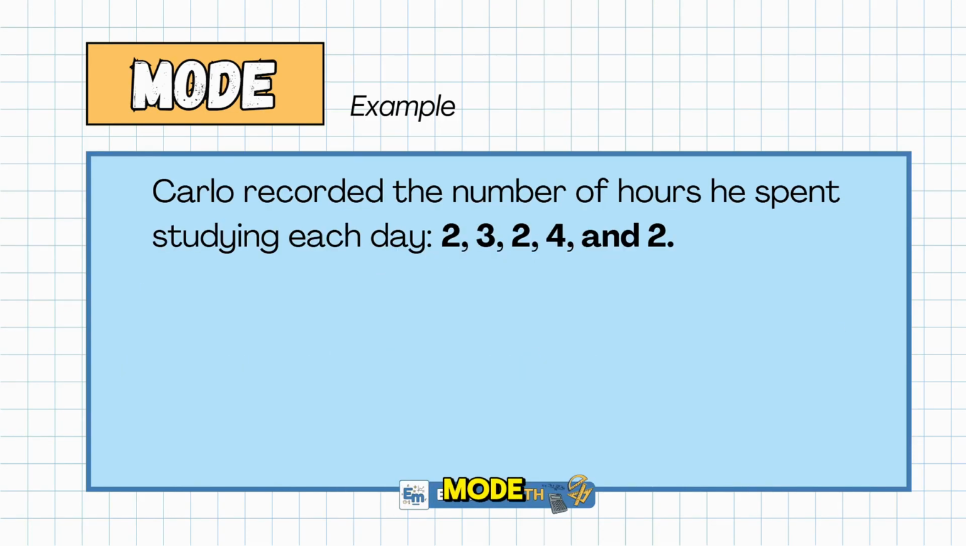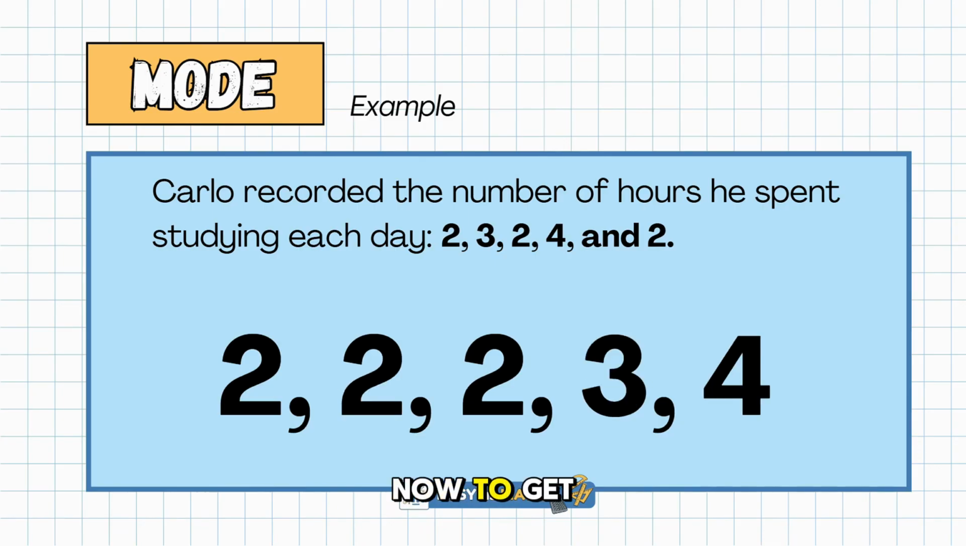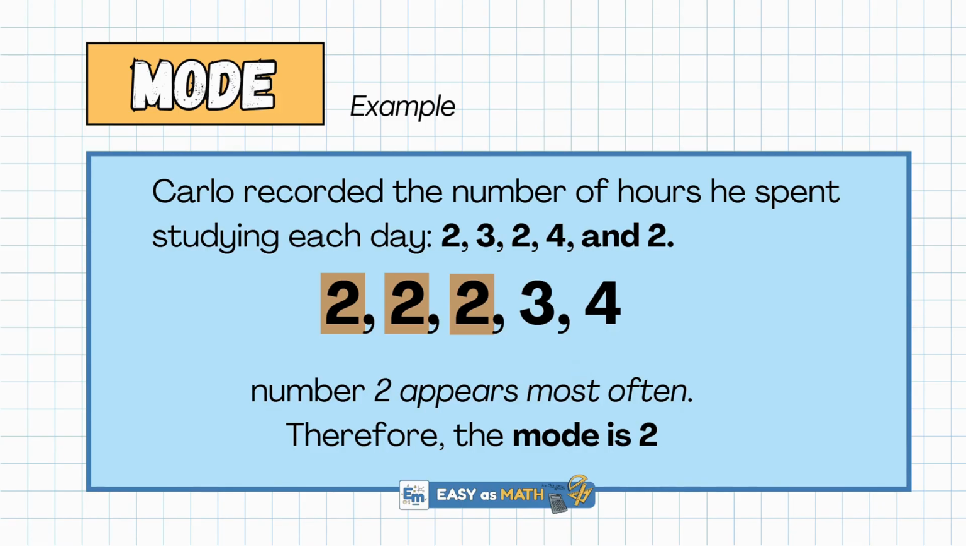To find the mode, let us count how many times each value appears. The data values are 2, 3, 2, 4, 2. Now you are not required to arrange the data values, but it is easier to find the mode if the data values are also arranged. Now to get the mode, let us count how many times each value appears. 2 appears 3 times, 3 appears once, 4 appears once. Number 2 appears most often, therefore the mode is 2.